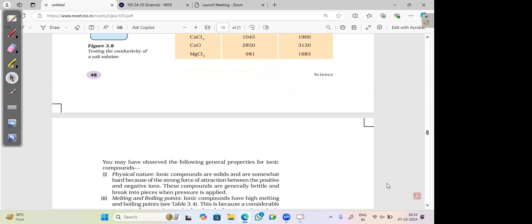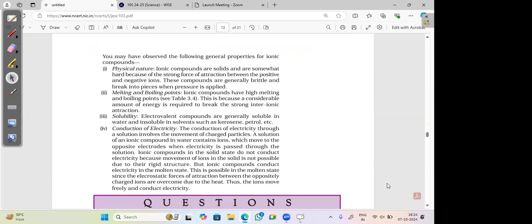Okay, so these are some of the properties which we had studied. For the ionic compounds, the physical nature: they are solids and they are hard because of the strong force of attraction between the positive and negative ions. Melting and boiling points: ionic compounds have high melting and boiling points. About their solubility, these compounds are generally soluble in water.